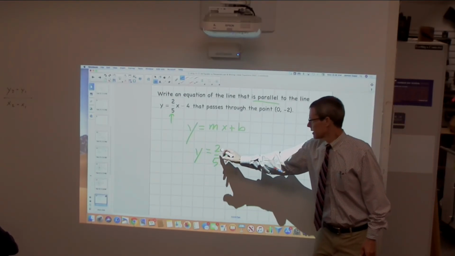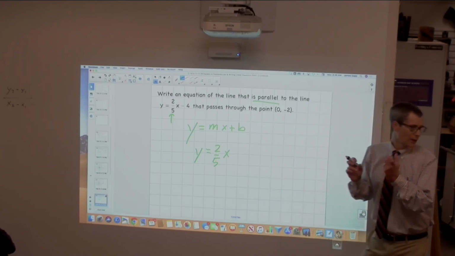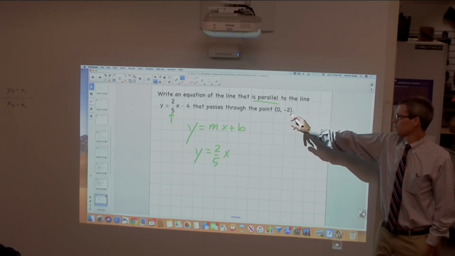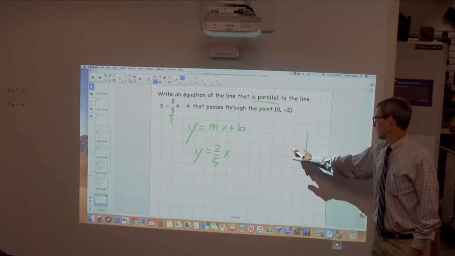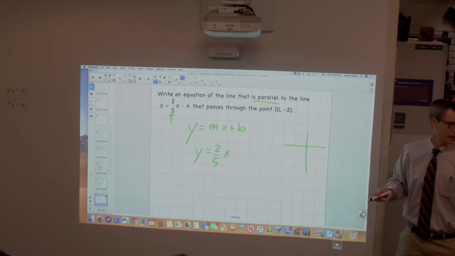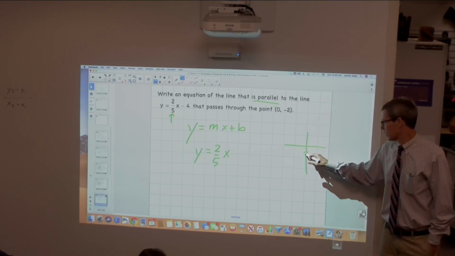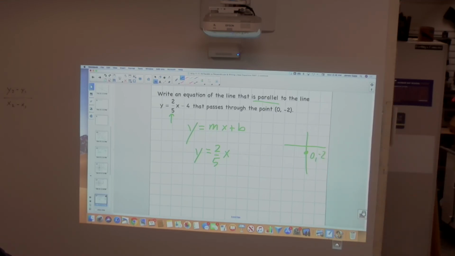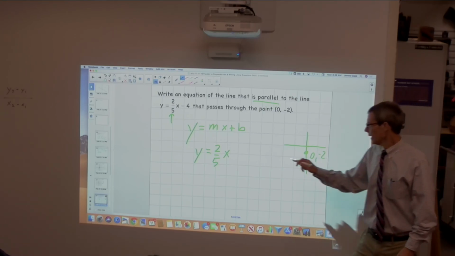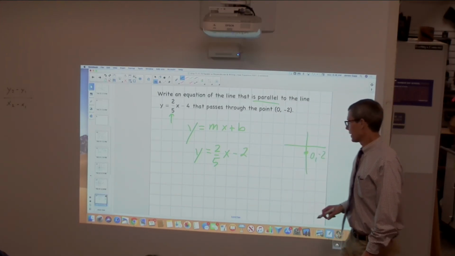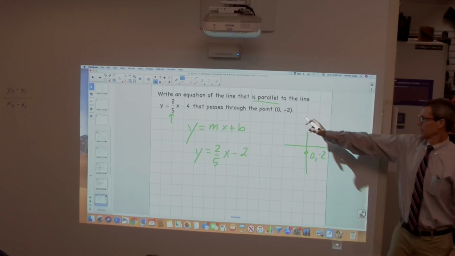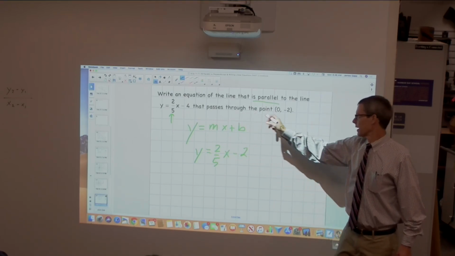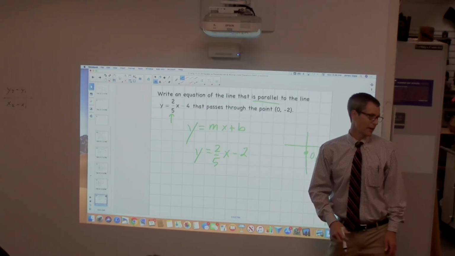I just know that this is going to be parallel now. The second little fact that I had to work with is that it needs to go through this point. Notice I've given you a super good and important point: (0, -2). So what should I use for the y-intercept? -2, because that's the y-intercept. Because I gave you the point, it's basically saying the y-intercept is -2. It's just a different way of saying it.